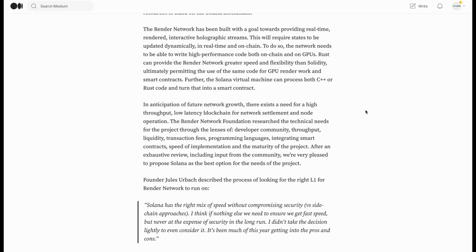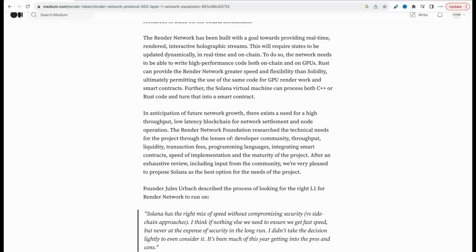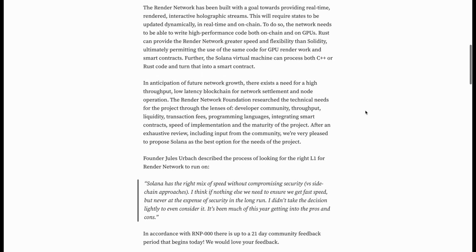To summarize, there are six ways in which this connects to the Render token. Number one, goal of the Render network. The Render network is designed with the aim of offering real-time interactive holographic streams. This means it wants to provide a system where holographic visuals can be experienced and manipulated in real time. Number two, dynamic updates. Achieving real-time interactivity requires the ability to update the state, the current condition, of the holographic streams dynamically and immediately. This updating of the state is done on the blockchain, on-chain, which means it's transparent and secure.